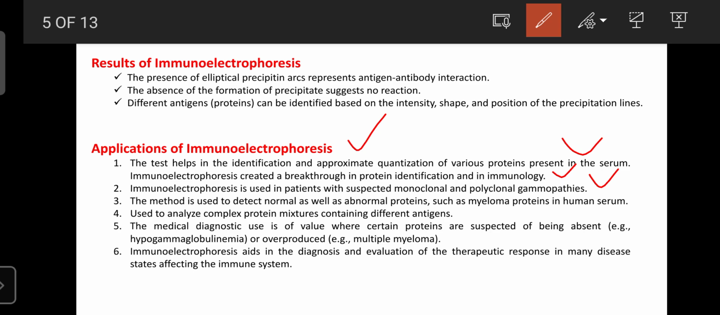Immunoelectrophoresis is used for direct detection of normal as well as abnormal proteins, such as myeloma proteins in human serum, and it also analyzes complex protein mixtures containing different antigens. It is also commonly used for medical diagnostic purposes.